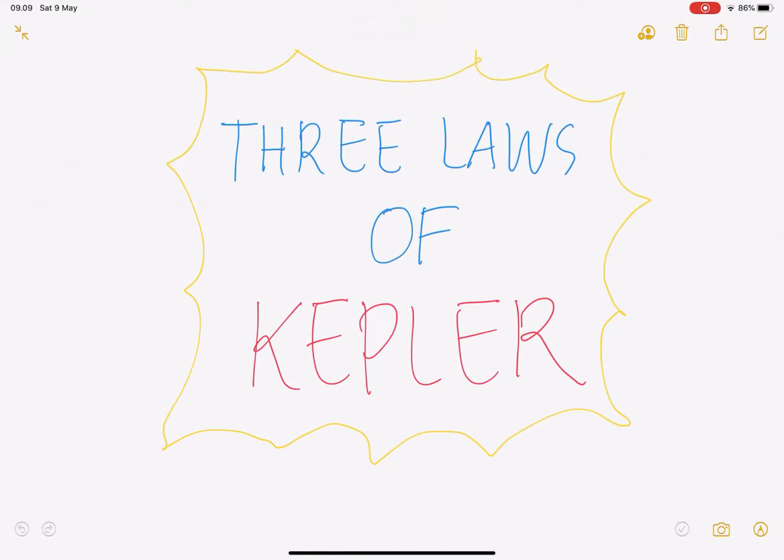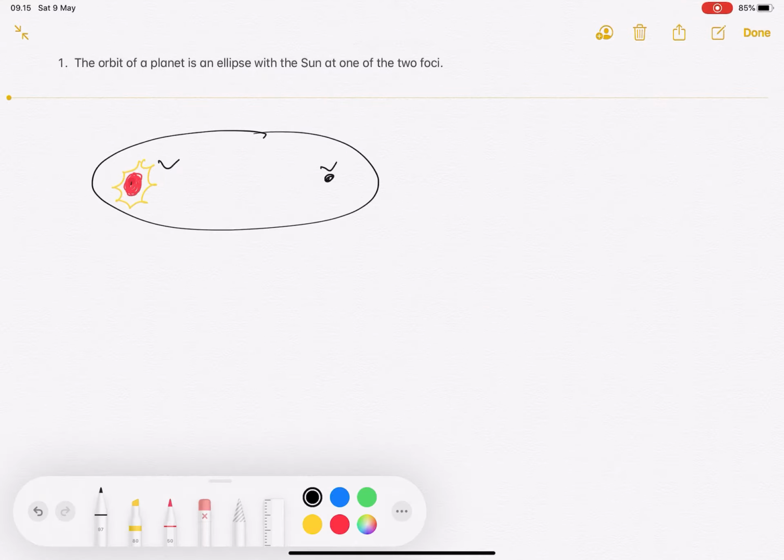Now I would like to explain the three laws of Kepler. Okay, let's move to the first law of Kepler. The planet is not going around in a perfect circle, but in an ellipse.